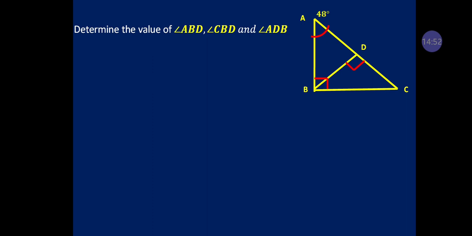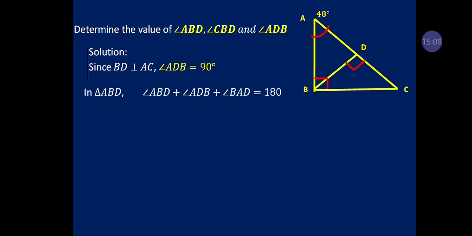Okay, determine the value of ABD, CBD and ADB. We'll first determine the third one first, because you can see that BD is perpendicular to AC, so ADB is 90 degrees. It is obvious from the picture. Let us go for the first one.